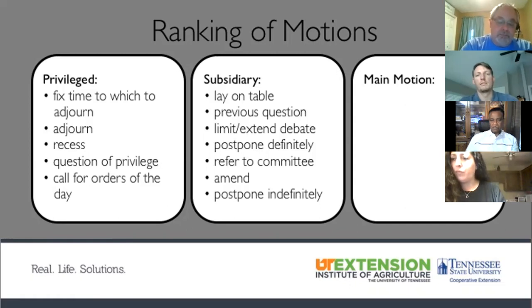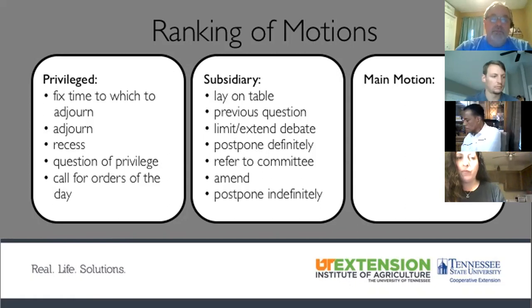And I also mailed out a list of motions sheet, and I'll have it on the slide here in a few minutes. But these are some of the more common motions, and you can find these in several different venues outside of Robert's Rules of Order. There's a lot of accessibility on the internet, but motions are ranked.